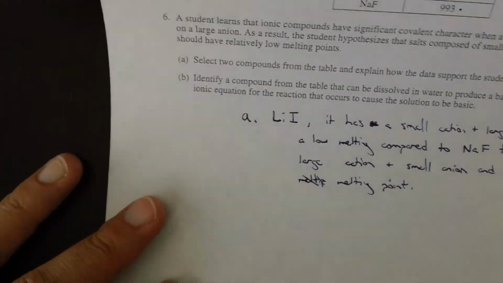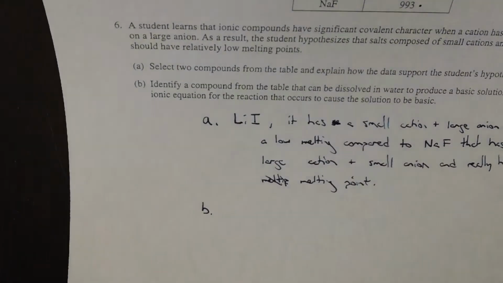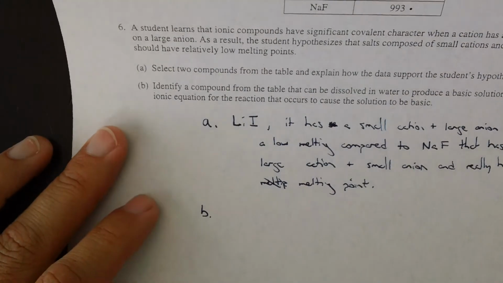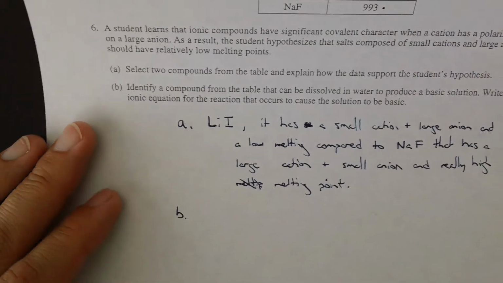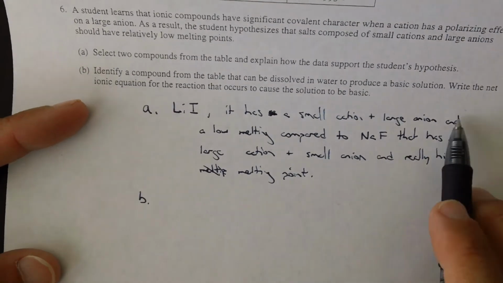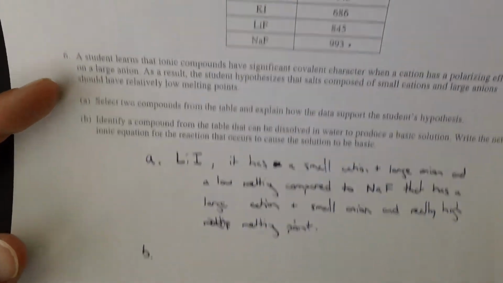That's it on A. And then part B says identify a compound from the table that can be dissolved in water to produce a basic solution. These are all salts, and so we just got done looking at acid and bases last week and acidic and basic salts, hopefully. This says write the net ionic equation for reaction that causes a solution to be basic.